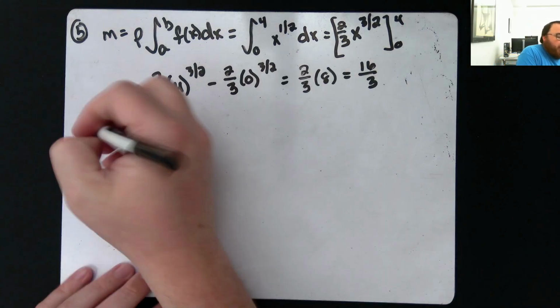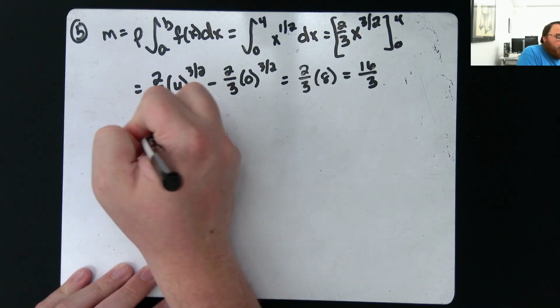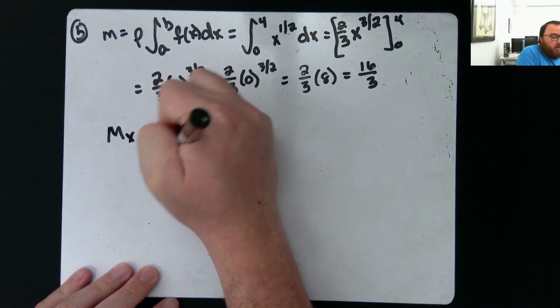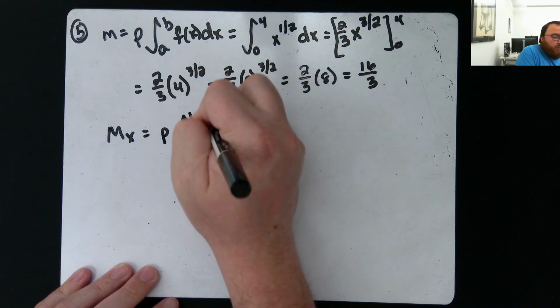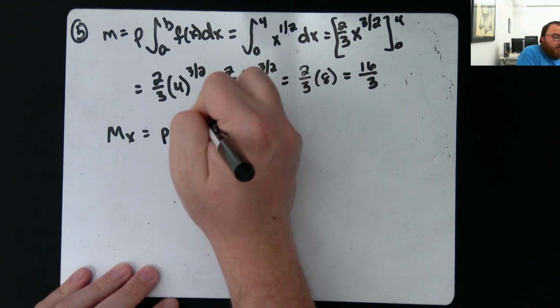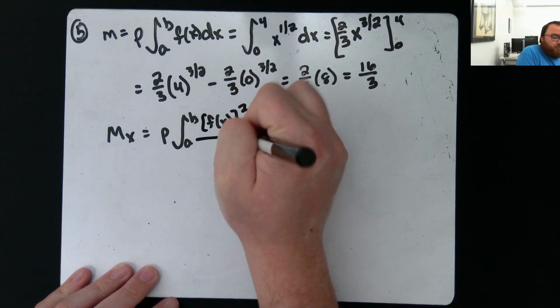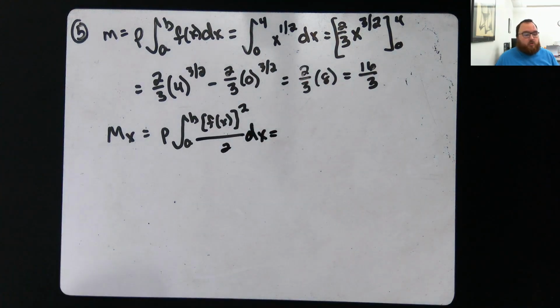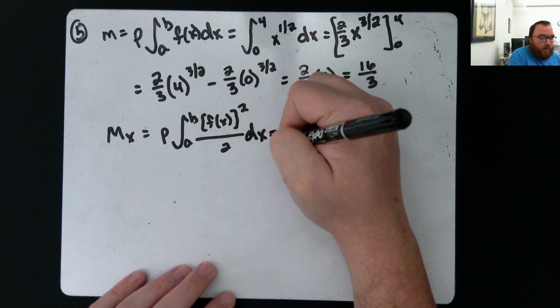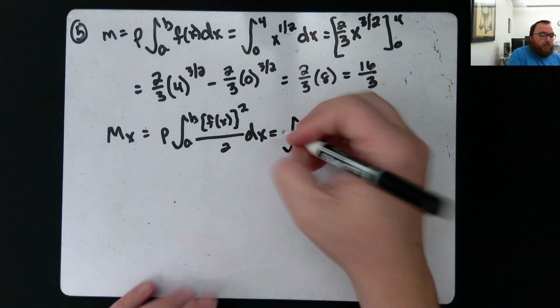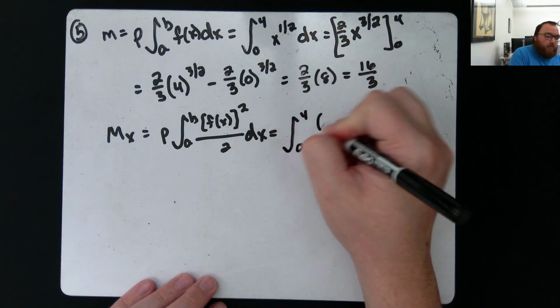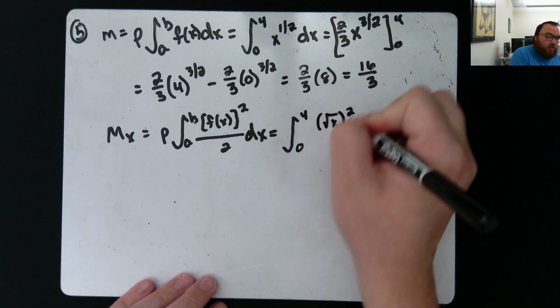So now I'm going to do the moment about x. Our formula for the moment about x is rho integral from a to b of the function squared over 2. Once again, our rho is going to be equal to 1. So it's going to be integral. Our bounds are still 0 to 4. My function is the square root of x.